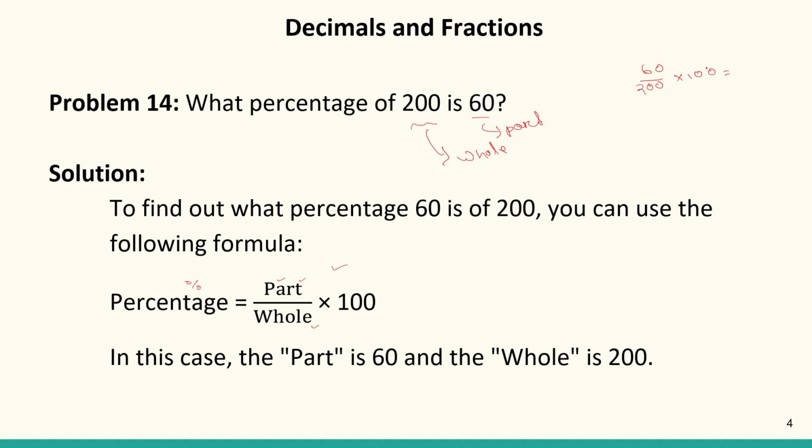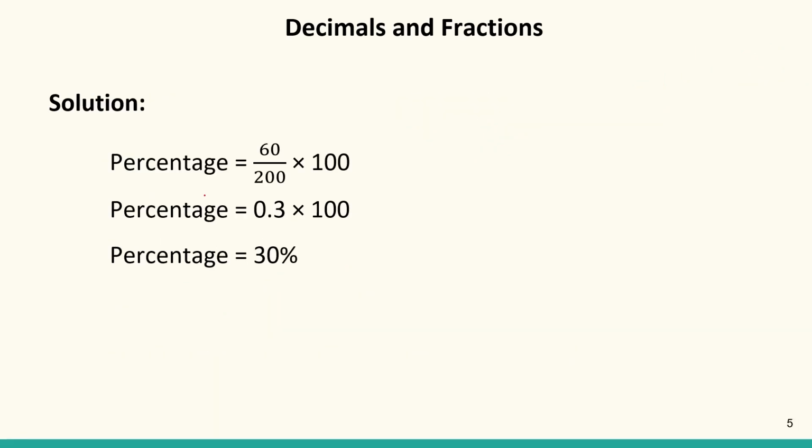So this cancels out and gives us 2, and then 2 is cancelled with 60 and gives us 30. So we have got 30%. This is the answer. Okay, so we got the answer in percentage.